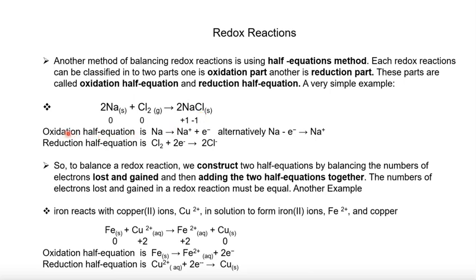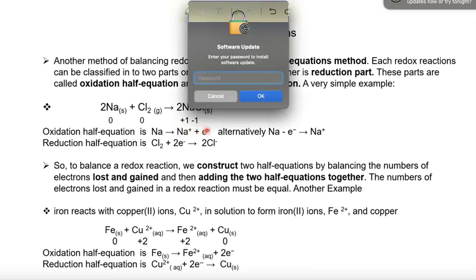So we can write the oxidation half reaction like this. Sodium loses an electron and becomes Na+, and the electron is here. We can alternatively write the oxidation half reaction like this: sodium minus an electron gives us a sodium ion. For the reduction half equation, molecular chlorine, if it gains 2 electrons, gives us the chloride ion.